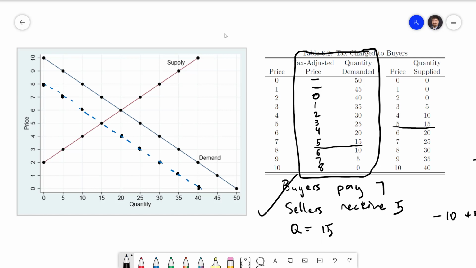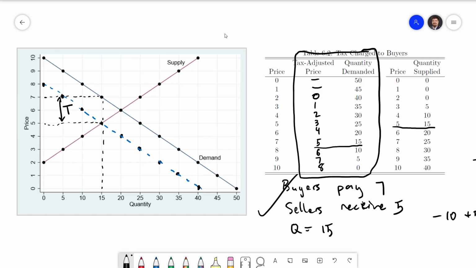We can see that our tax-adjusted demand curve crosses the supply right here at 5. That's going to be our seller received price, and then we go up by 2 up to 7 to get our buyer's pay price. Again, the difference is the amount of the tax, which is 2 in this case. Quantity lines up right here at 15.